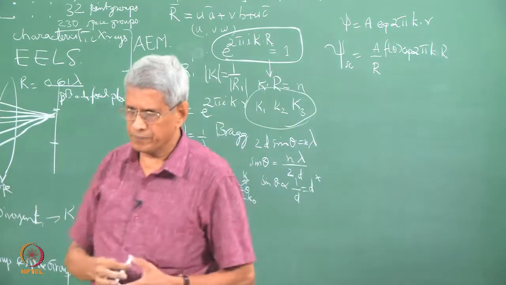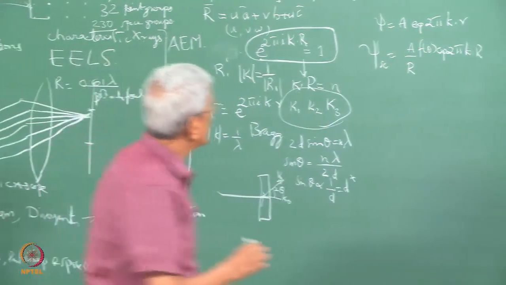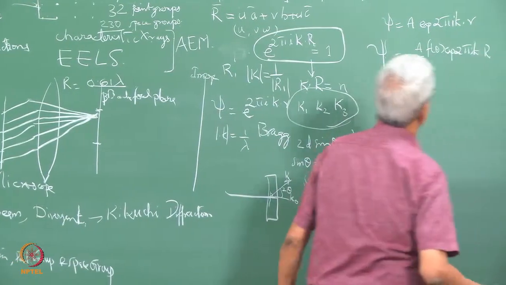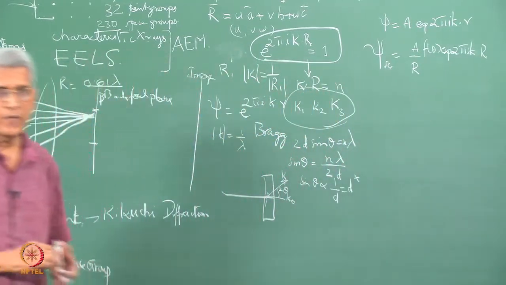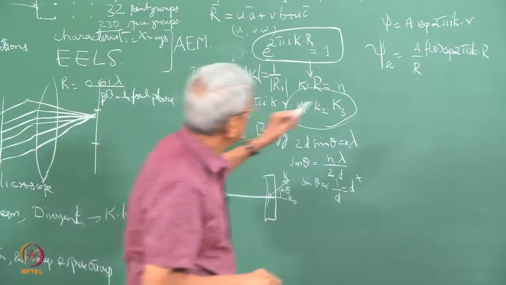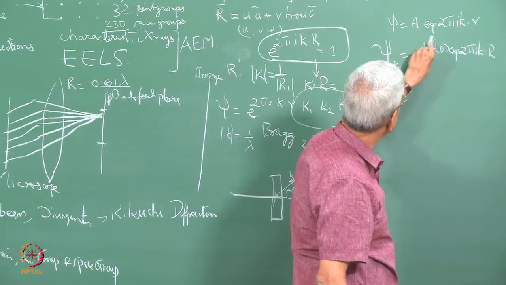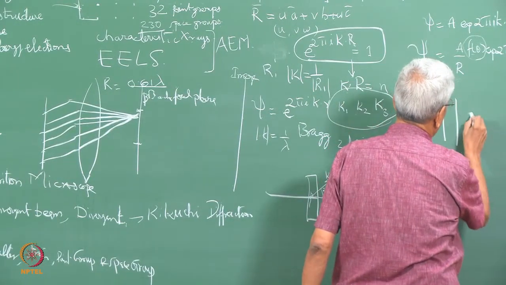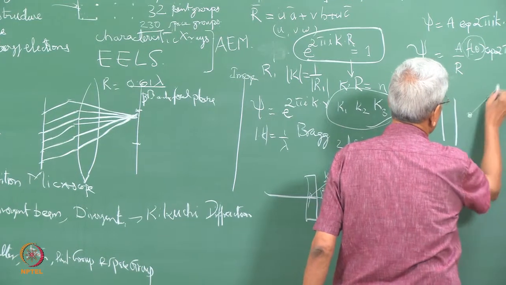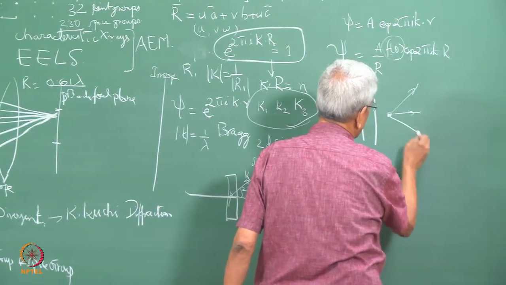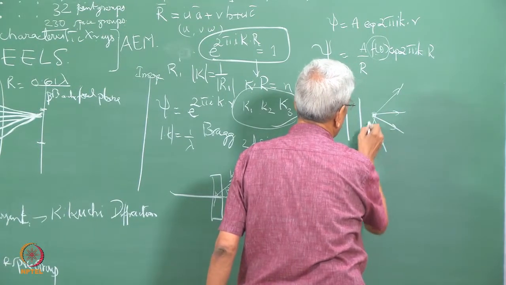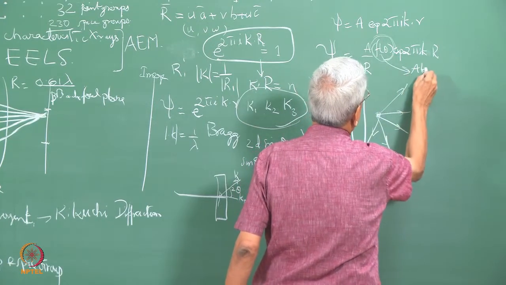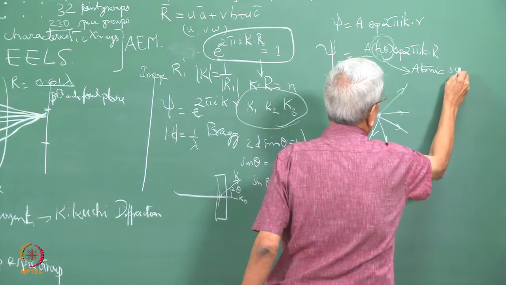That means this is 2 pi i, in all the cases i should be there. That means this factor is the one which decides, if a plane wave is coming and hitting this sample, how this plane wave is going to be diffracted or scattered in the various directions. The amplitude of the scattered rays in the various directions is determined by this factor. This factor is called the atomic scattering factor.